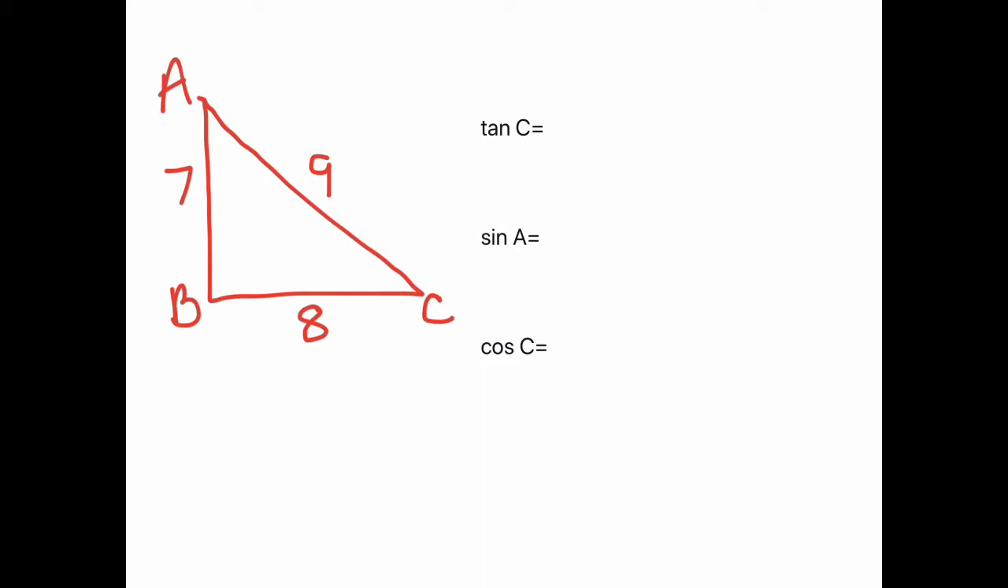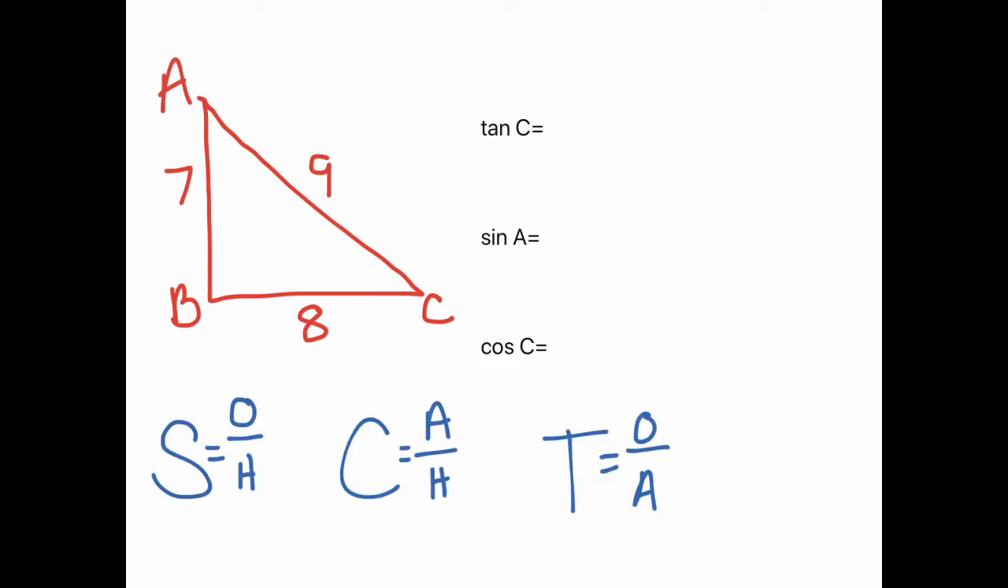So to begin with, we need to remember our SOHCAHTOAs. So remember that the sine is the opposite over the hypotenuse. The cosine is the adjacent over the hypotenuse, and the tangent is the opposite over the adjacent.